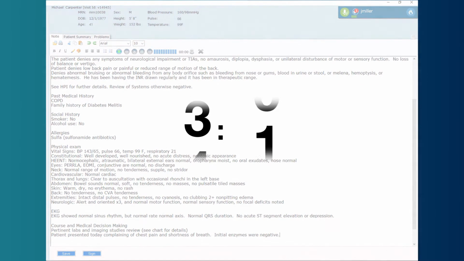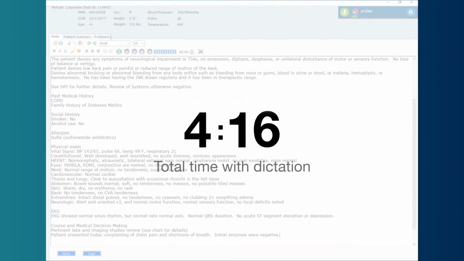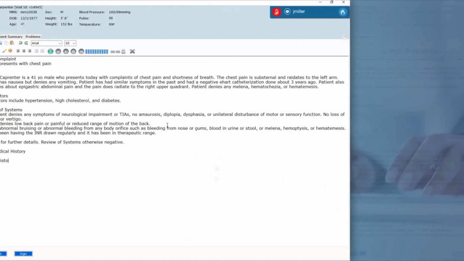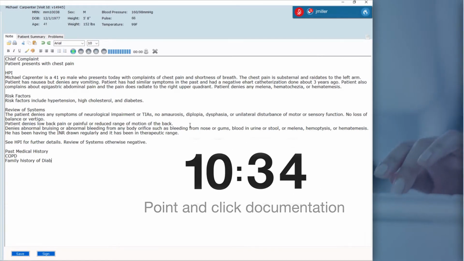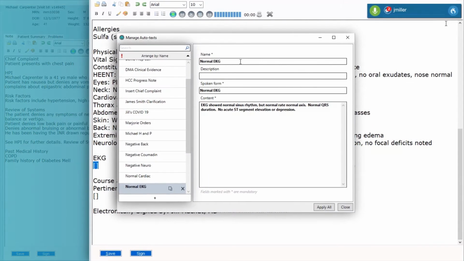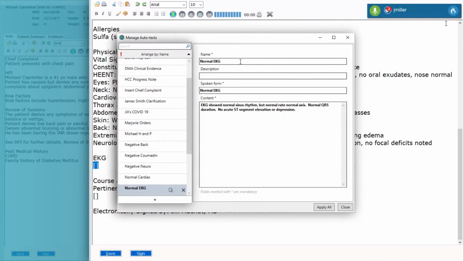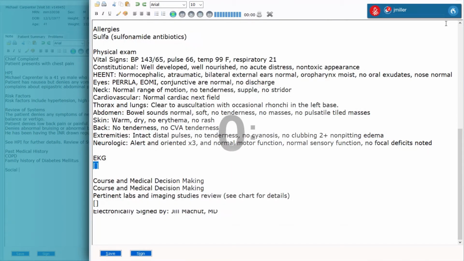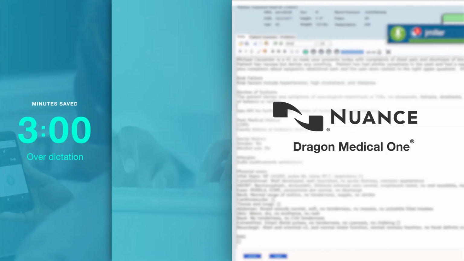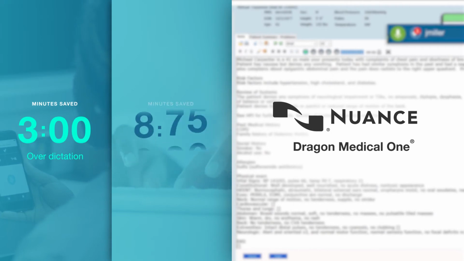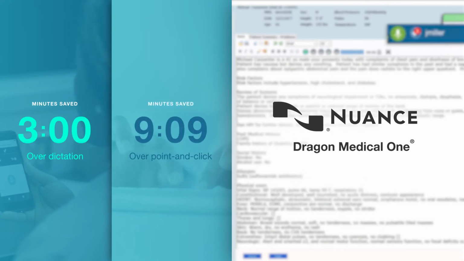Using only dictation would take 4 minutes and 16 seconds, 60% faster than the 10 minutes and 34 seconds it would take with the keyboard and mouse alone. But by also using her library of auto text and voice commands along with dictation, Dr. Miller now only spends 1 minute and 25 seconds to create a high-quality patient chart, saving almost 3 minutes over dictation and 9 minutes and 9 seconds over point and click.